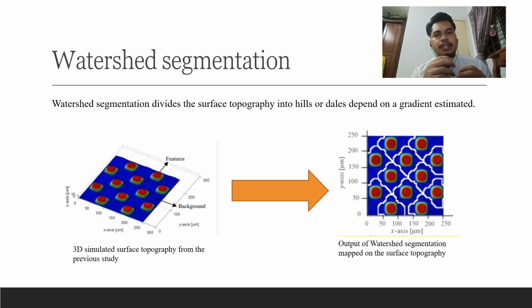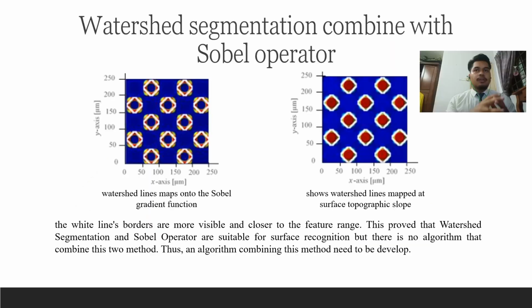Watershed segmentation's drawback is over-segmentation. The figure below shows a result of watershed segmentation mapped on a surface topography, and it can be seen that the boundaries are far from the features.